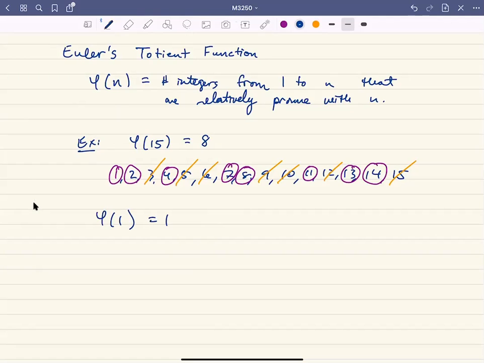You can check that phi of 7 is 6. The reason for that is that if you write out the numbers 1, 2, 3, 4, 5, 6, 7, and you do this again, the only number in that list that's not relatively prime with 7 is 7 itself. And so you have 6 values. This is a property of primes.